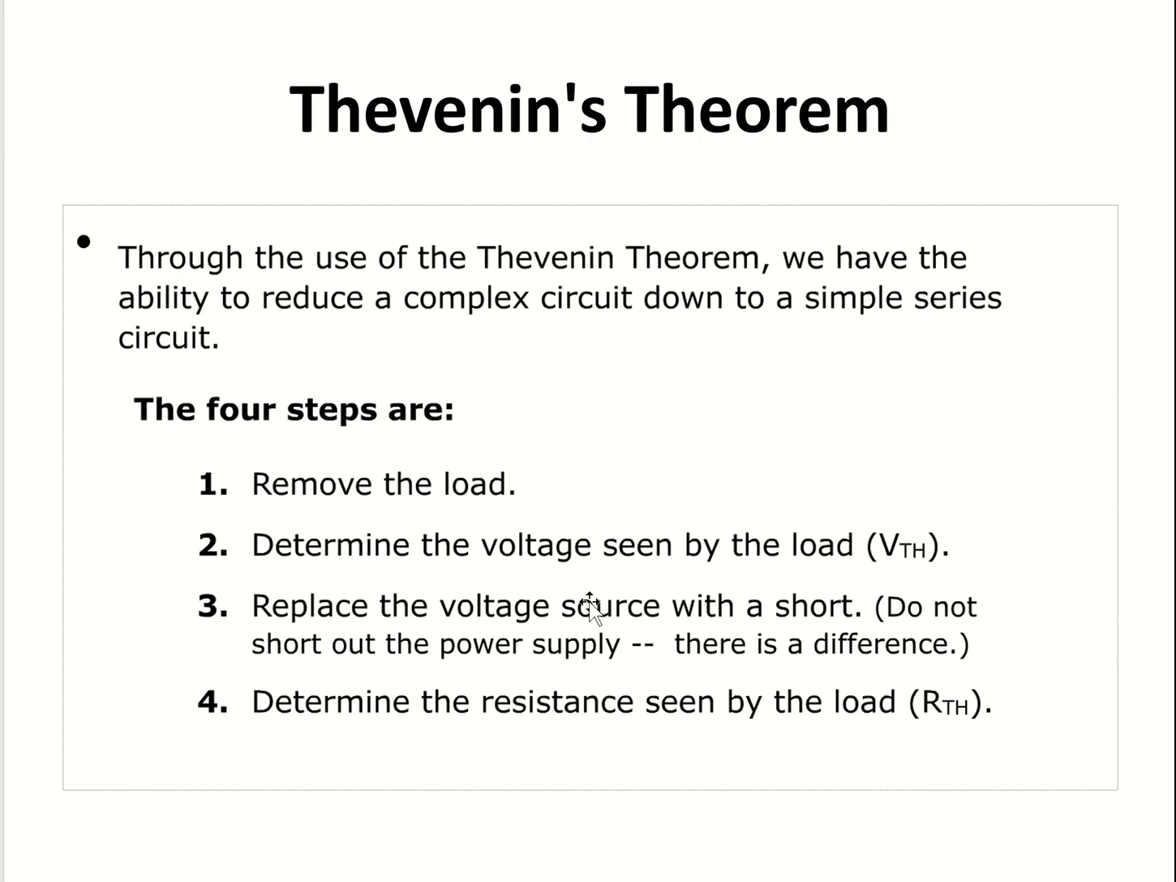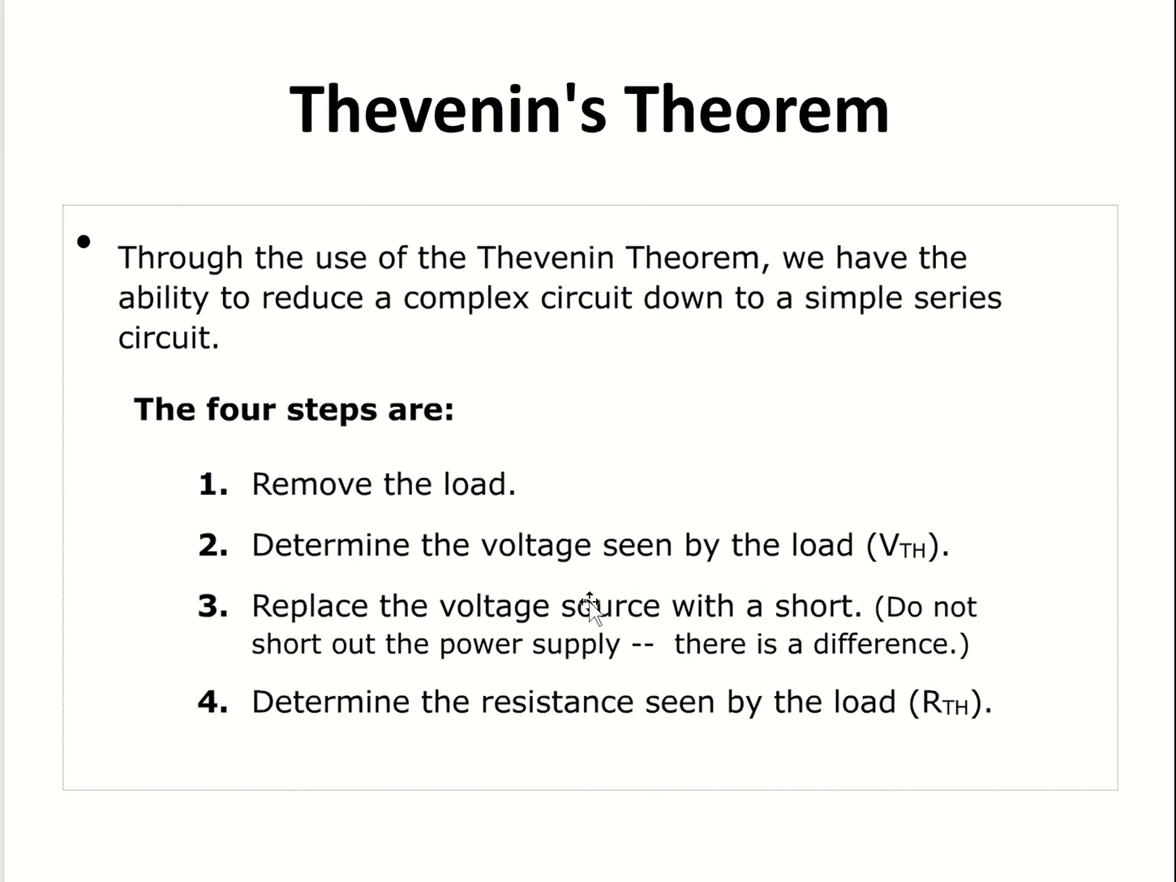After KVL, we have Thevenin's theorem. Thevenin's theorem states that any linear circuit containing several voltage sources and resistors can be simplified to a Thevenin equivalent circuit with a single voltage source and resistor connected in series with the load. There are four steps of Thevenin's theorem.